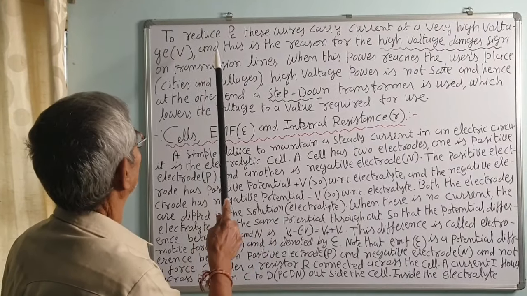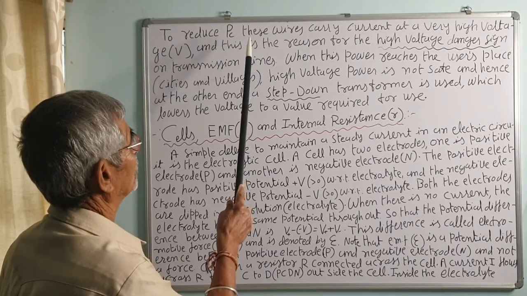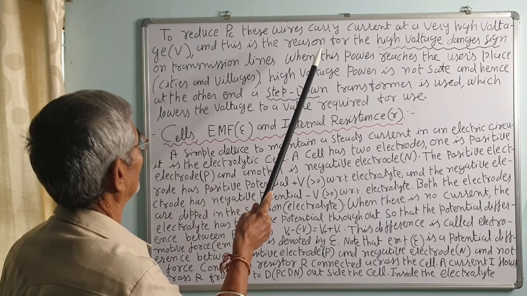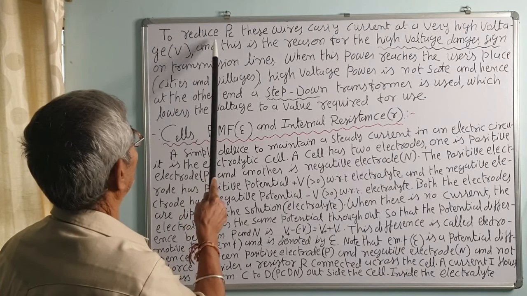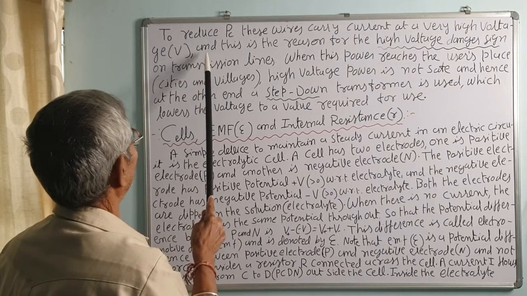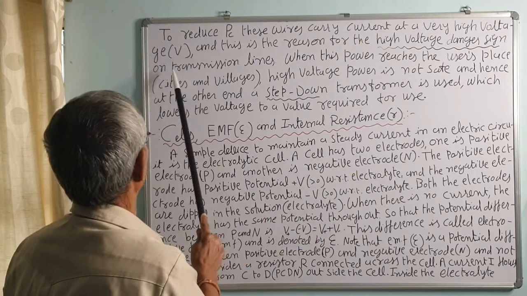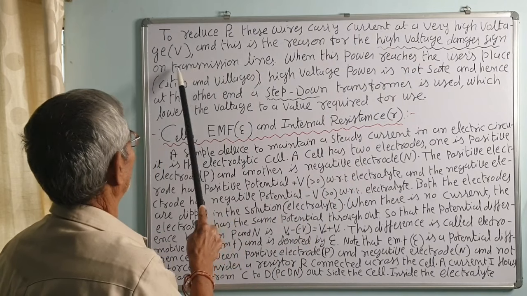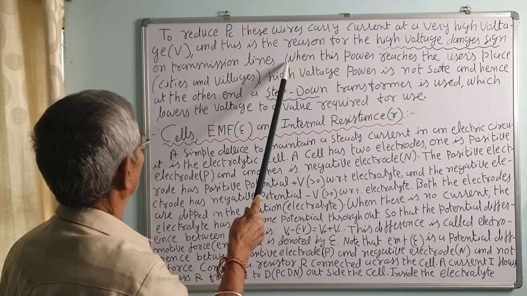So, how to minimize the power loss during the transmission from the power station, which is situated at a remote place, to the city areas where it is required for the users, that is for industries and the homes? To reduce the power loss, these wires carry currents at a very high voltage V, and this is the reason for the high voltage danger sign on the transmission line. So, there are signs everywhere on the high voltage transmission line.